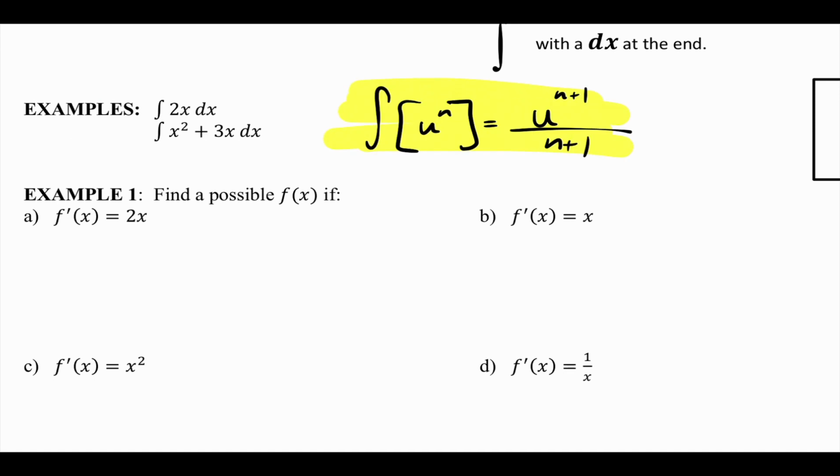So if I want to find f of x, I'm going to need to find the antiderivative of 2x. The dx is a thing that always goes on there. It means something, but I don't want to explain what it means right now because, like I said, it's not necessary. I'll explain later this week. So 2x is what we're trying to find.